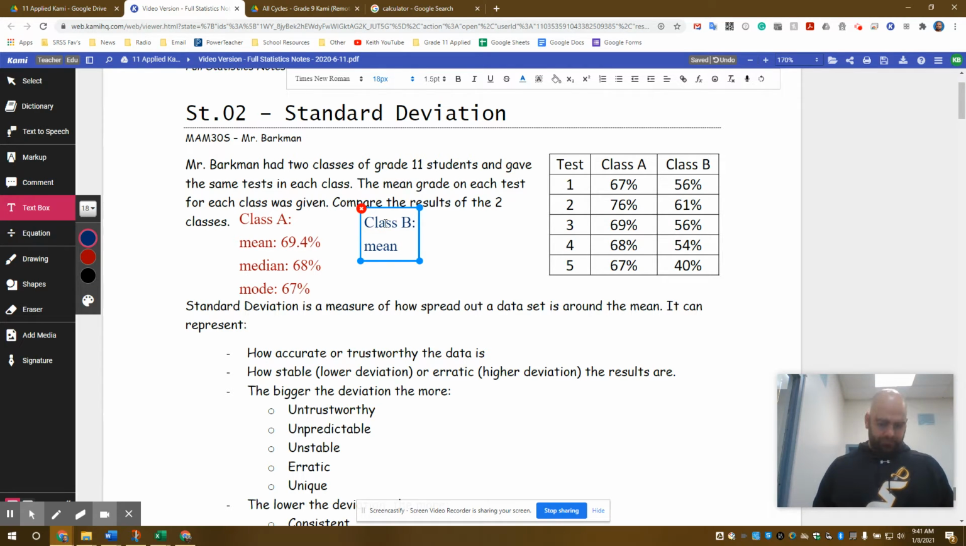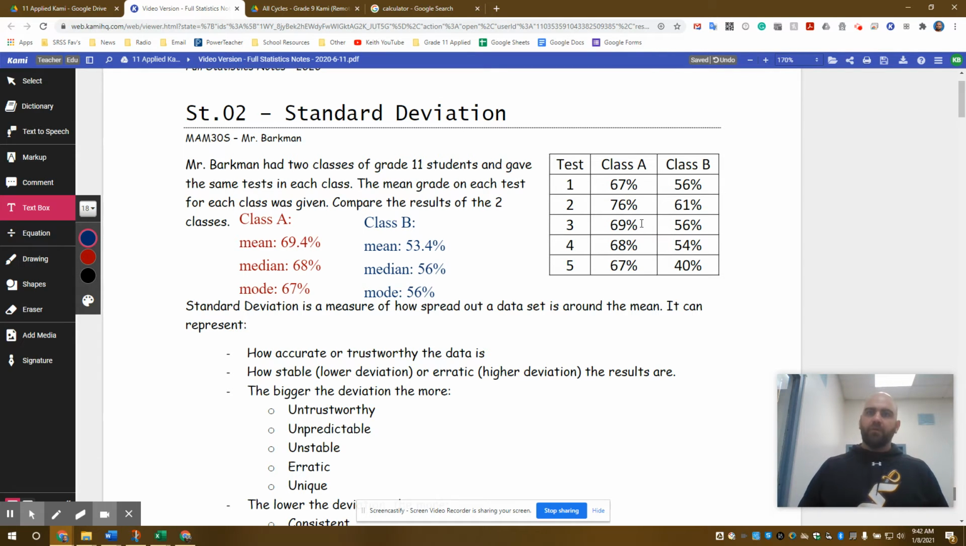Let's take a look at class B. The mean: again, we add them all together and divide by 5. So we get 56 plus 61 plus 56 plus 54 plus 40, and we divide that all by 5, and so we get a mean of 53.4%. For the median, 40 is the lowest, and then we have 54, and then 2 at 56, and then 1 at 61. The median is going to be 56%, and the mode is also 56%, as there are 2 of them.